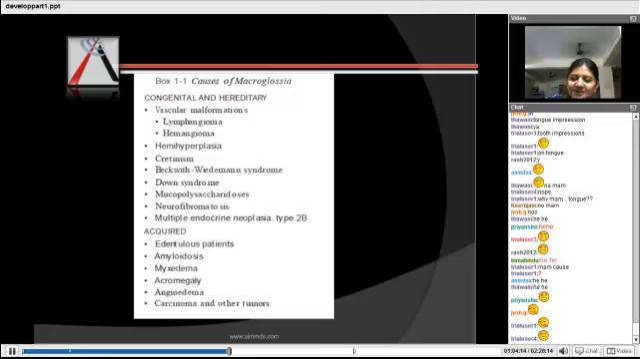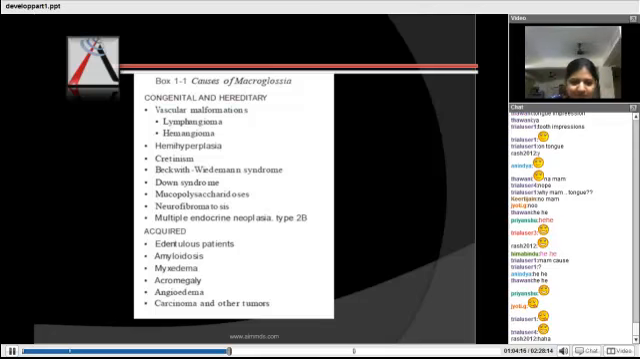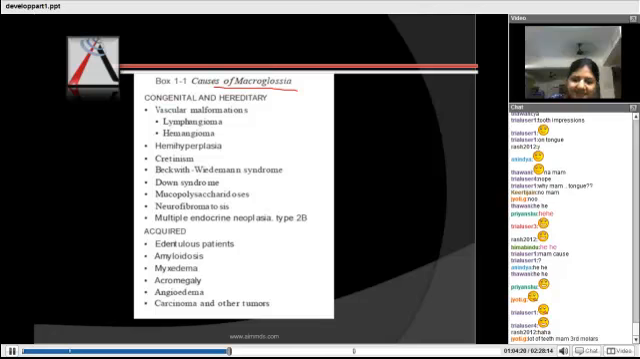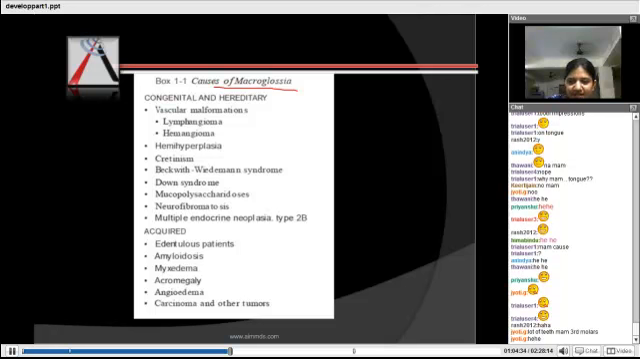Let's look at the long list of causes of macroglossia here. Like we said, it can't be because of a lot of teeth. Actually, let's not get into my case history now. Let's get back to causes of macroglossia. We can have it congenital and hereditary. We have already discussed lymphangioma, hemangioma. Now these two have been MCQs.